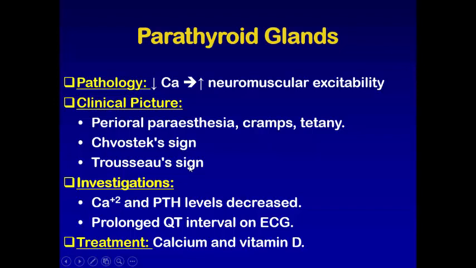Trousseau's sign, after inflating a blood pressure cuff to above systolic pressure, it will induce typical carpopedal spasm. The investigations that are required in hypoparathyroidism: serum calcium and parathormone are both decreased. ECG shows prolonged QT interval. Treatment is by giving calcium and vitamin D.